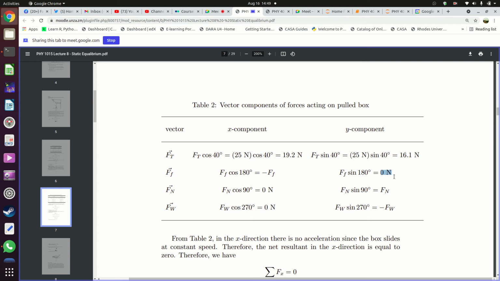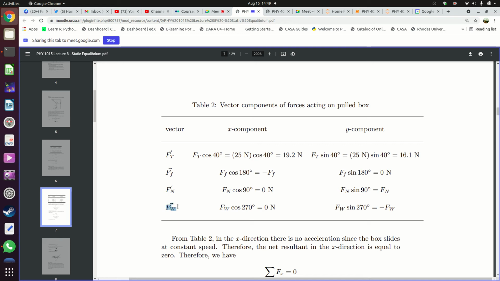Is it clear? Yes. Then you look at the normal force. The normal force is pointing up, and from what we have seen in that particular diagram, it makes an angle of 90 degrees. So whatever the normal force is, multiplied by the cosine of 90 degrees, you get 0. So basically this is telling you that the normal force does not have an x component. On the other hand, for the y component, whatever the normal force is times sine of 90 degrees, it's going to give you Fn. So the normal force has a y component, and that's Fn.